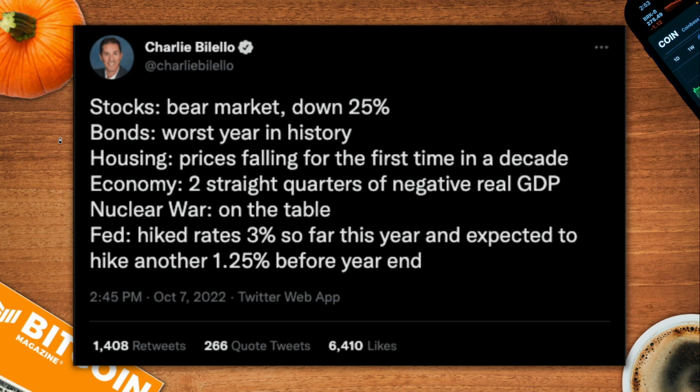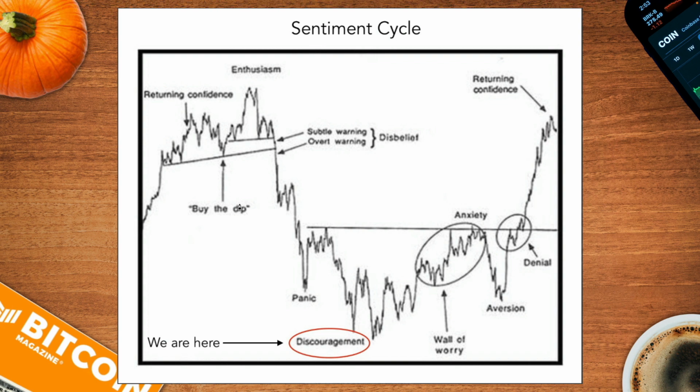And I just want to remind you guys of how we got here and where we still have to go. Just in this year alone, the bear market has hit the stock market as it's down 25%. Bonds have had their worst year in history. Housing prices are falling for the first time in over a decade. The economy has had 2 straight negative quarters of real GDP. Nuclear war is on the table, and the Fed still has to rate hike at least 1.25%. So while yes, it has been some pain, we are definitely not out of the woods, and we could see much more to come.